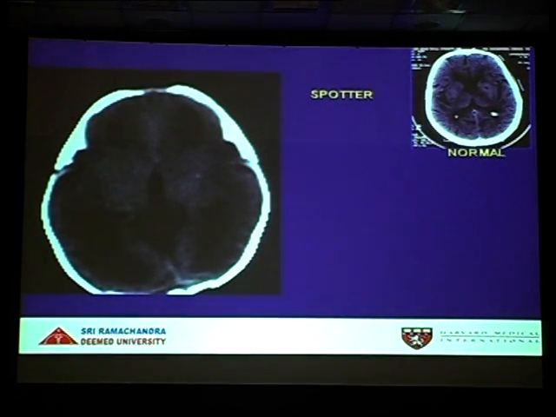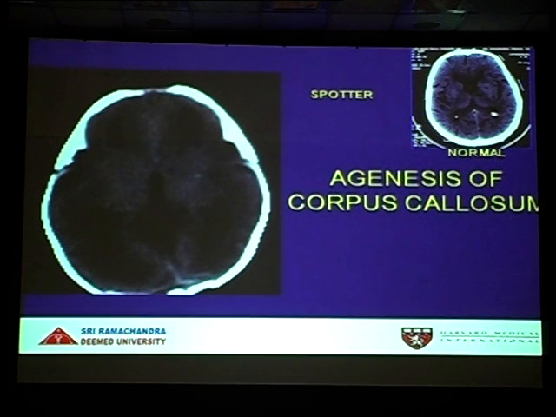Yes. This is also a spotter. You've seen a lot of CT scans, CT brain. Usually you'll see the frontal horns close together, but here they are very far apart. When you see that bracket-like appearance, when the frontal horns are far away, you suspect that it is agenesis of the corpus callosum.